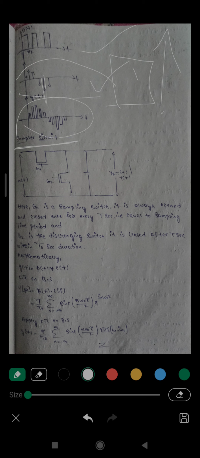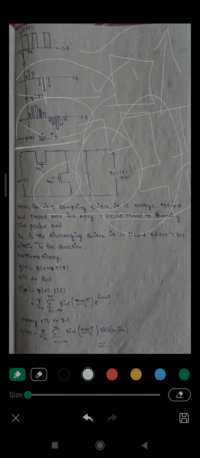The sampler circuit contains two gates. The first gate, G1, is called a sampling switch, and the second gate, G2, is called a discharging switch. Here G1 is the sampling switch, and the output is taken across the capacitor. The two switches are present in parallel, and the output is across a capacitor which is connected in parallel to these switches.